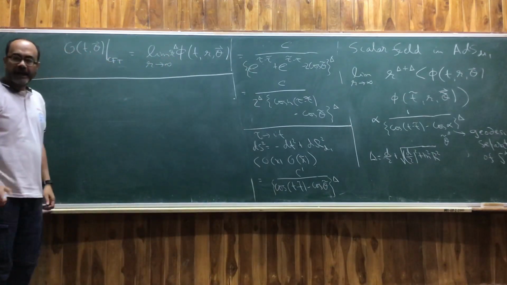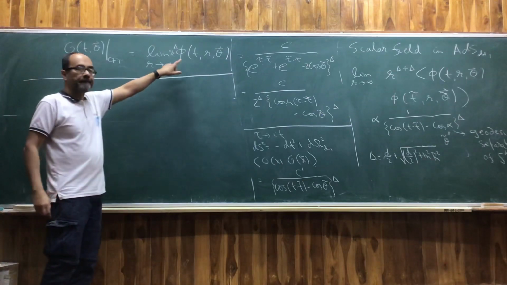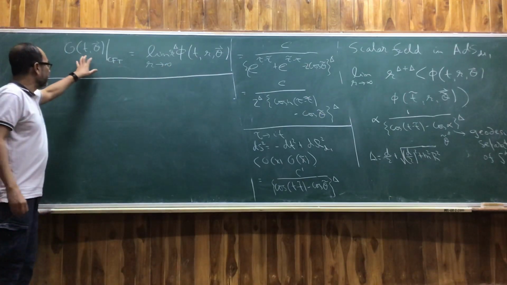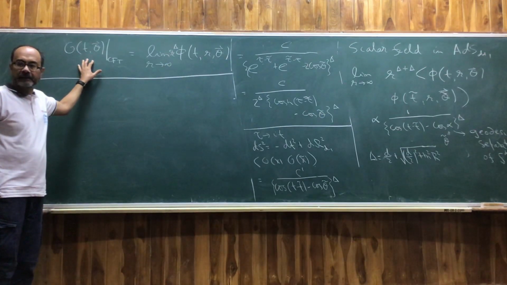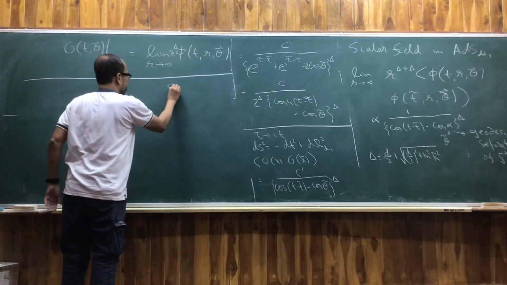Let me just also add that if you take tensor fields on this side, correspondingly you will get tensor operators on the CFT. In particular, quantum gravity in AdS always has a metric.